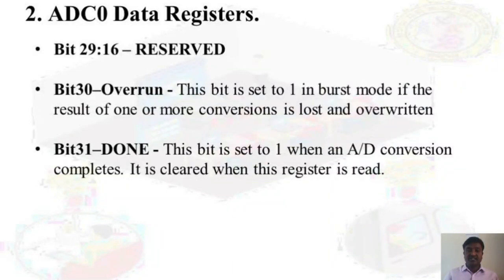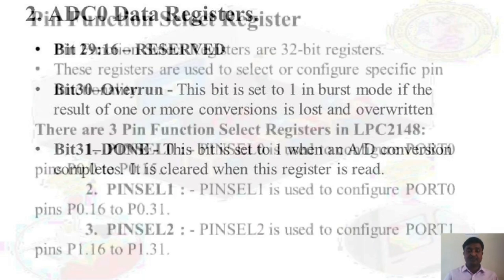Next, bit numbers 16 to 29 are again reserved. Bit number 30 is overrun. This bit is set to 1 in burst mode if the result of one or more conversions is lost or overwritten. Bit number 31 is done. This bit is set to 1 when the ADC conversion completes. It is cleared when this register is read.